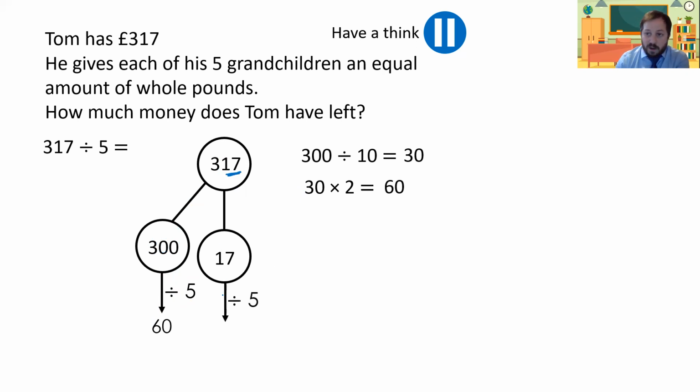17 divided by 5, we can go 5, 10, 15. We can't get to 20 because that's not enough, so we stop at 15, which is 3. Then we think about how much we have left, 15 up to 17, 16, 17, that's 2. So we've got 2 left over. So we've got 3 remainder 2. Put all that together and you get 63 remainder 2. So how much money does Tom have left? He has the remainder £2 left.